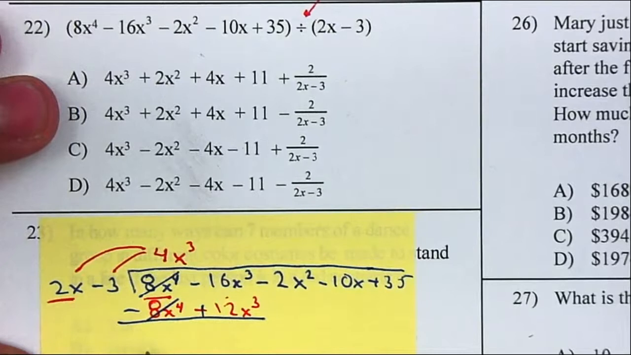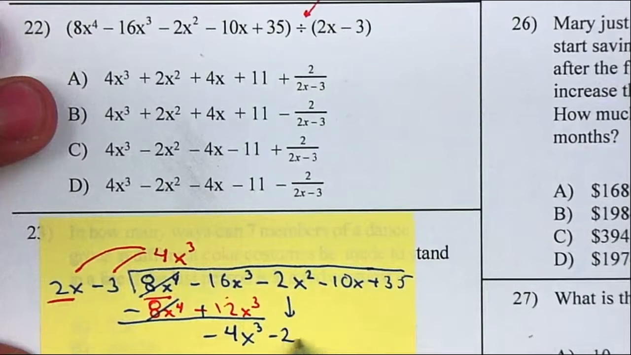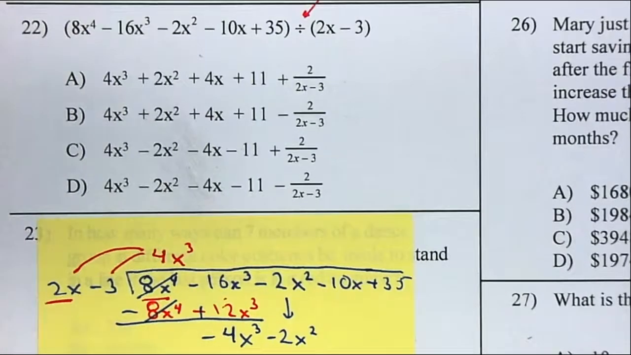That 8x to the fourth cancels. That gives me negative 4x to the third. Bring down your next term, that's negative 2x squared. And then we're going to need to go through the process once all over again.